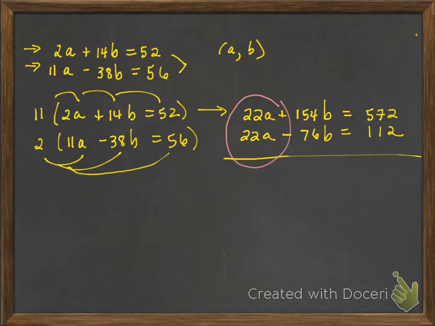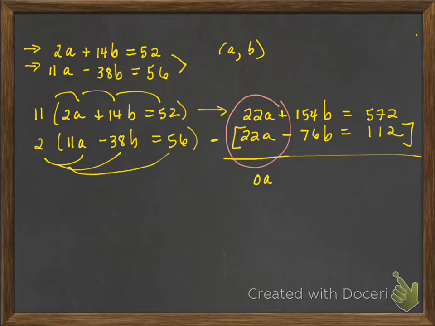So if I take the top one and subtract the bottom one from it, the a's will disappear. Hence the elimination method. All right? So if I subtract, you've got to be careful with the sign. You're subtracting every one of these terms from the other one, so don't just subtract the 22a. 22a minus 22a is 0a, right? 154b minus a minus 76b really means you're adding those b's, right? A minus is a plus.